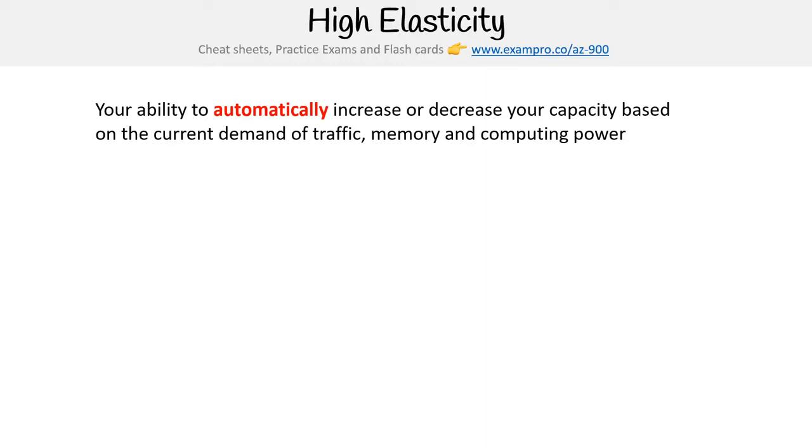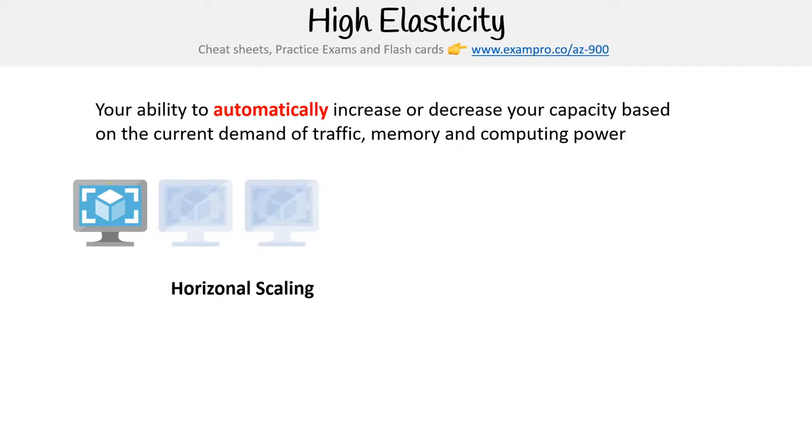Hey, this is Andrew Brown from Exam Pro, and we're looking at the concept of high elasticity. And this is your ability to automatically increase or decrease your capacity based on the current demand of traffic, memory, and computing power. So this sounds a lot like high scalability, but the key difference is that it's automatic and you can decrease the capacity, not just increase it. And so the way we would do that is that we would have a virtual machine or server, and if we needed more servers, we would add more servers, and if we needed fewer servers, we would remove servers. And so this is going to be accomplished using horizontal scaling.